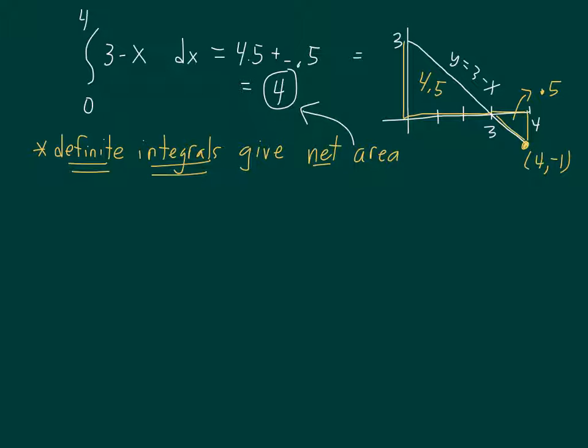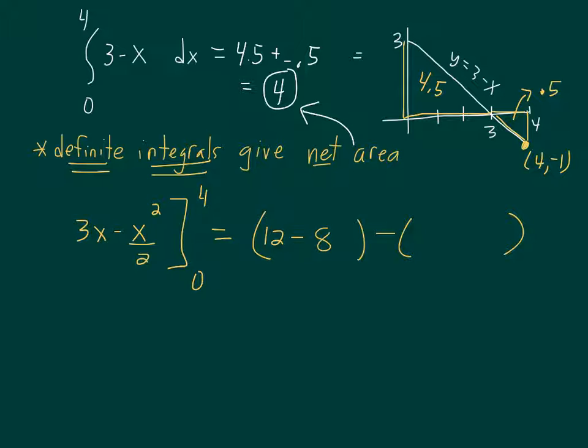Well, what happens if we evaluate this definite integral using the fundamental theorem of calculus? So if we do that, we would have 3x minus x squared over 2, square bracket from 0 to 4. Let's plug in our bounds now. So we would have 12 minus 4 squared is 16. 16 divided by 2 is 8. And then if I throw a 0 into it, I'm going to get 0 for the whole thing. Notice how we get 4, which we said is the net area.